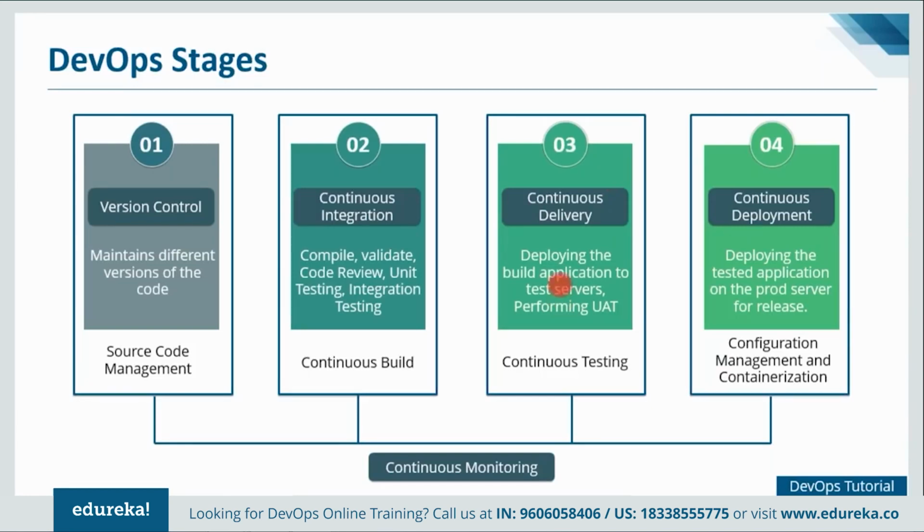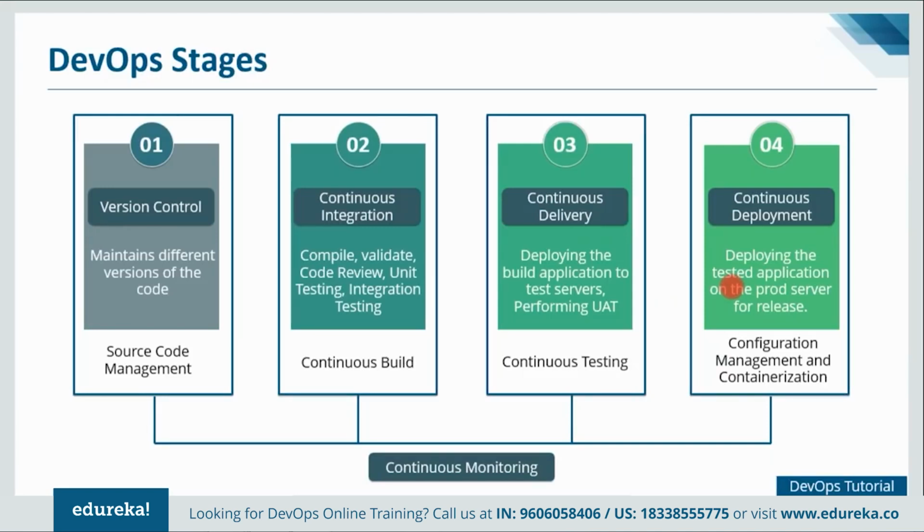Next, what happens? You deploy your application onto the prod servers for release once your application is tested successfully. This can also be automated, but it is not a good practice because before releasing your product in the market, you need to perform certain other checks. You need to market your product.